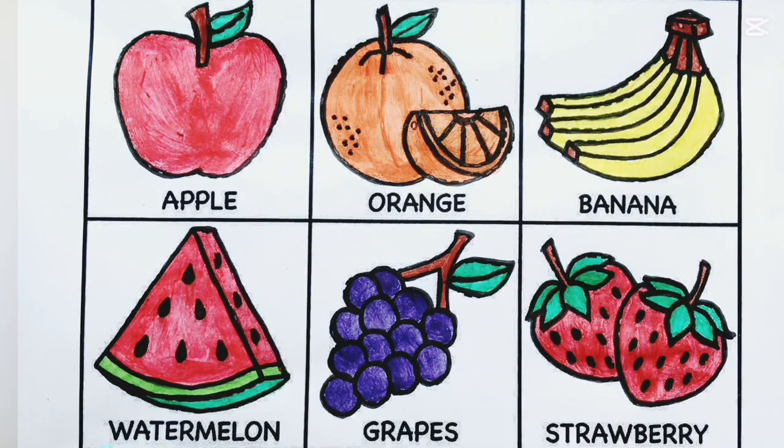W A T E R M E L O N. Watermelon. W for watermelon. G R A P E S. Grapes. G for grapes. S T R A W B E R R Y.